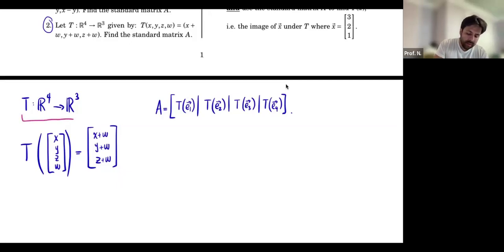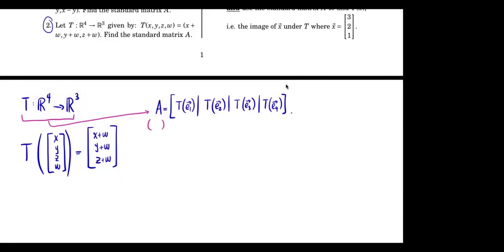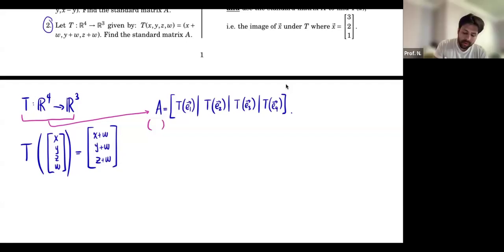If you remember, what's the relationship between these symbols here and A? A represents T. T takes vectors in R4 and outputs them in R3. T is represented by a matrix, and matrix multiplication is the left multiplication of the matrix A. So A must have a dimension of what? 3 by 4. 3 by 4.